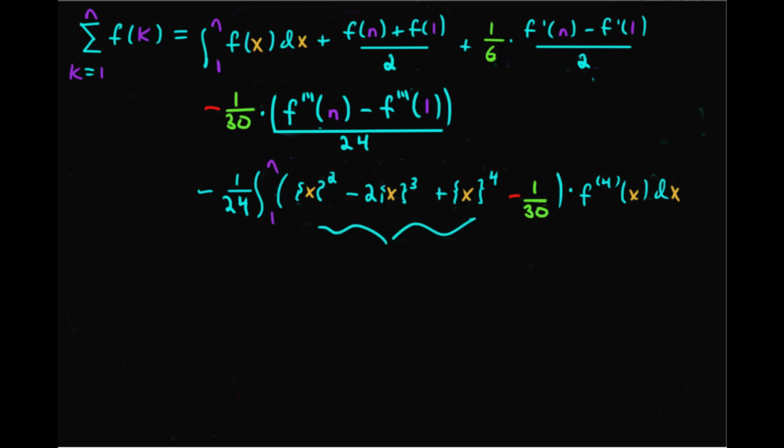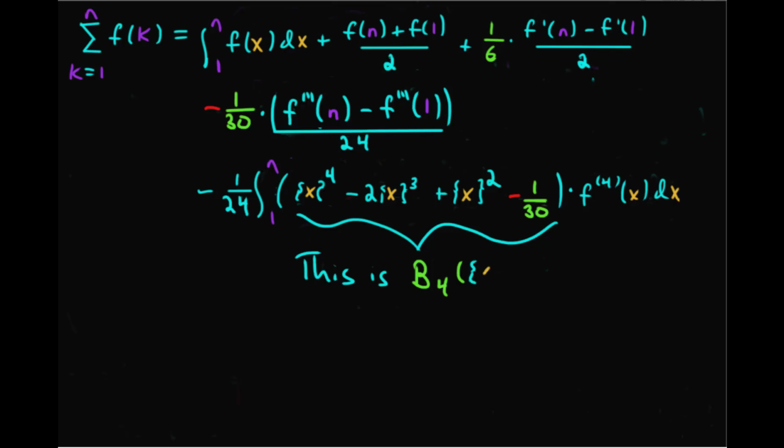And finally, when we turn our attention back to the error integral, if I just rearrange terms here in parentheses, so I'm going to switch around the fractional part of x to the fourth and the fractional part of x squared, just to put this in a form we might recognize a little bit better, this expression, fractional part of x to the fourth minus 2 times fractional part of x cubed plus fractional part of x squared minus 1 over 30, this is just B4 of the fractional part of x, which is the fourth periodic Bernoulli polynomial.